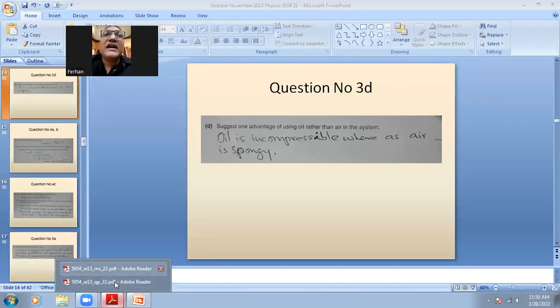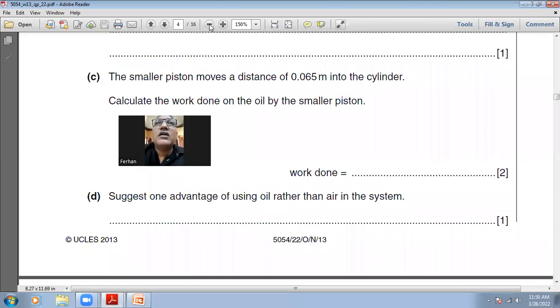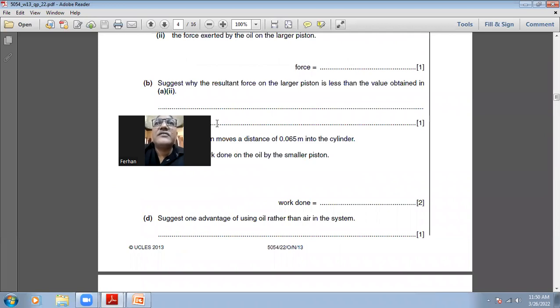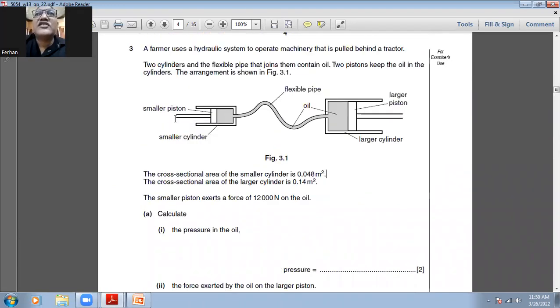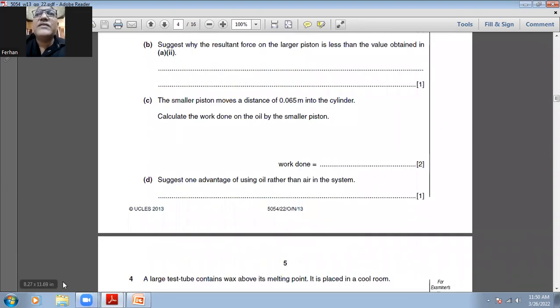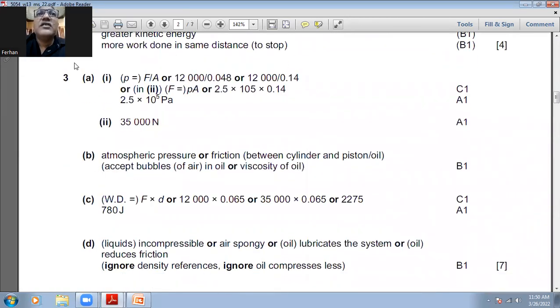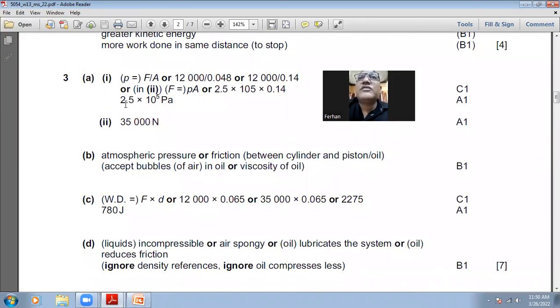So these were the questions. Let me show you. Reduce the size a little bit. So these are the questions which were asked in question number 3, and we are done with question number 3. So let's have a look at the marking scheme. The marking scheme of question number 3: 2.5 x 10^5 Pascal, 35,000 Newton and 780 joules.